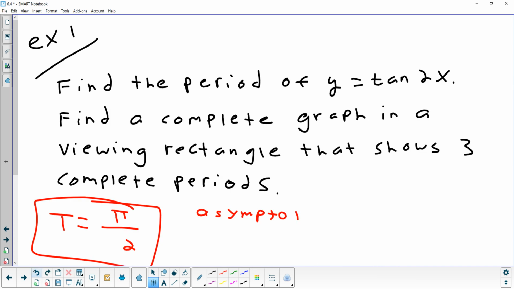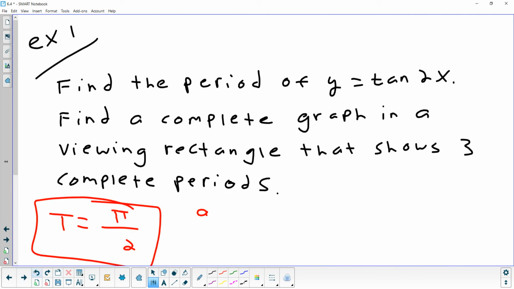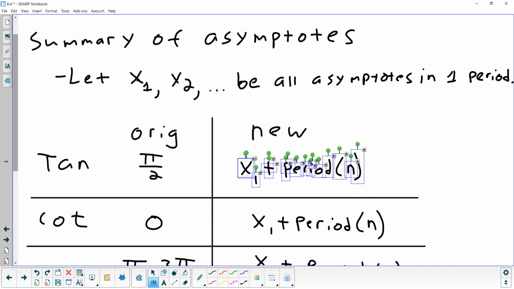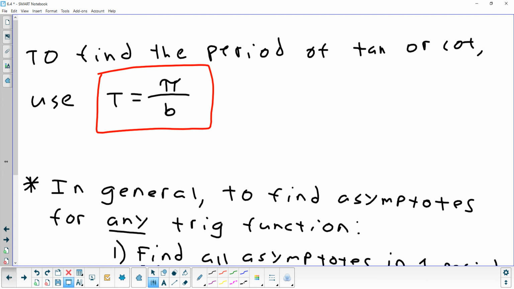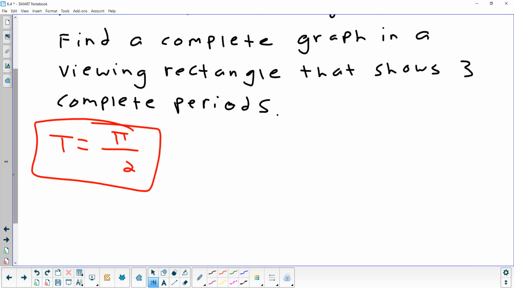What we need to figure out is this. This is the location of that asymptote after you do the transformation to it. So, how do we find out where the original asymptote moved to? Set the original asymptote equal to the argument and solve. So, that's the original asymptote that we always use for tangent.